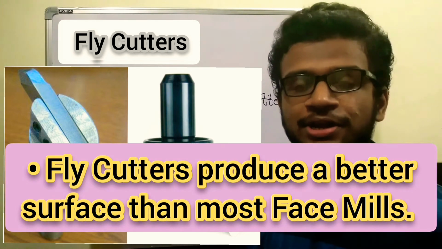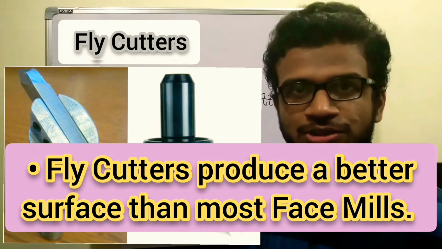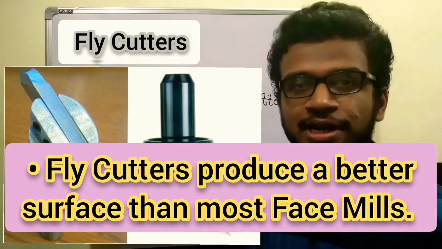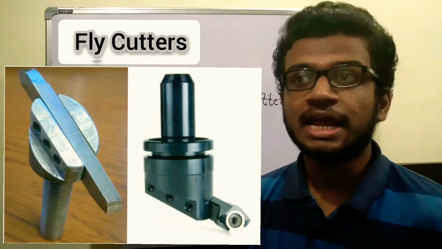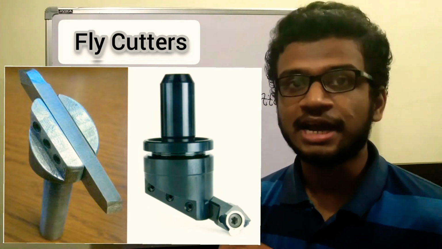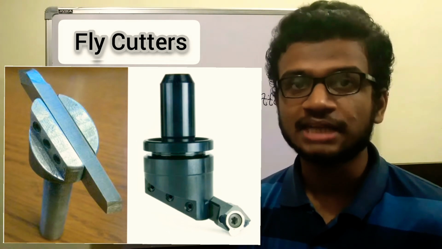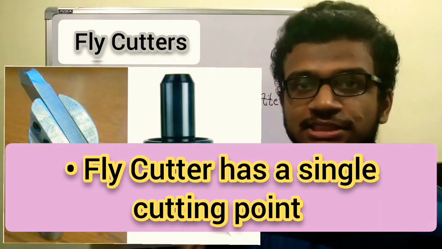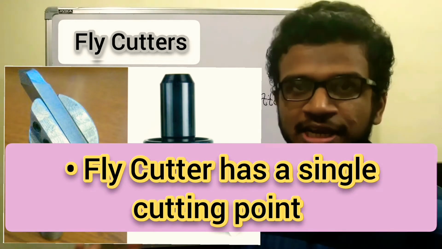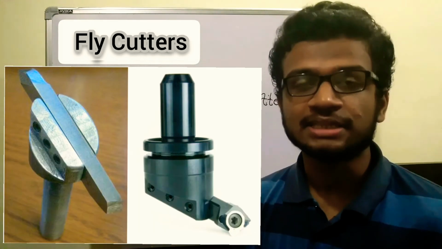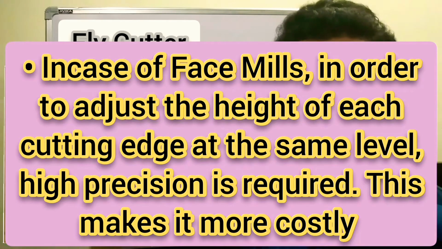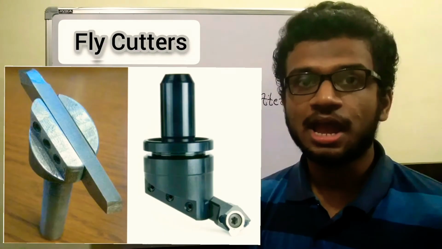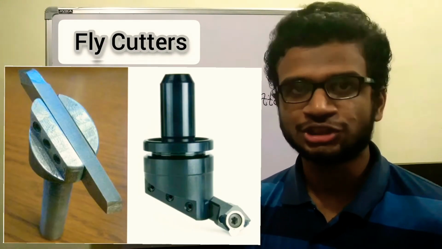Then the utmost reason is that using a fly cutter, we can provide a very high amount of greater surface quality finish, which cannot be provided using a face mill. The reason is, a fly cutter has a single point cutting tool, and thus it just has a single cutting point. Whereas in case of face mills, in order to adjust the cutting edges at the same level, we need a high level of precision.